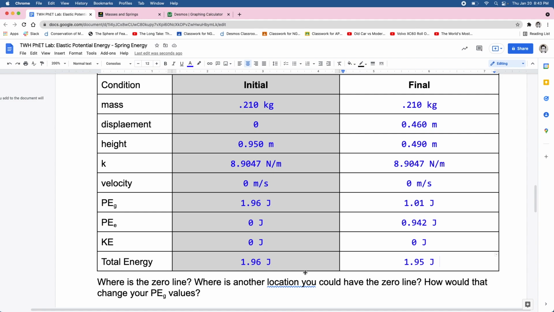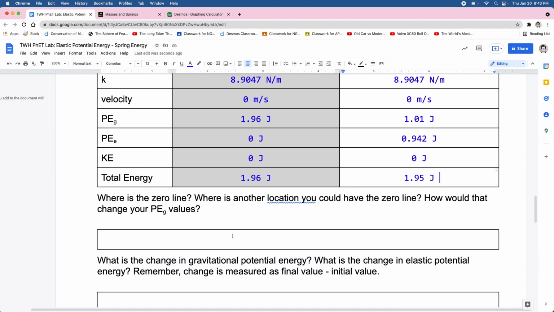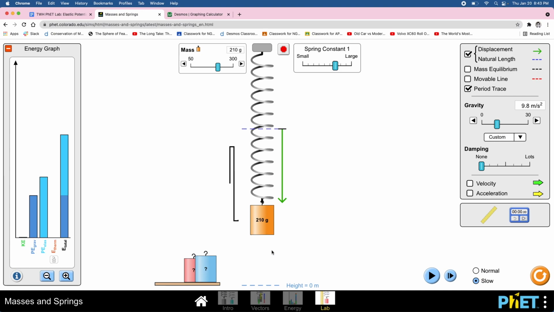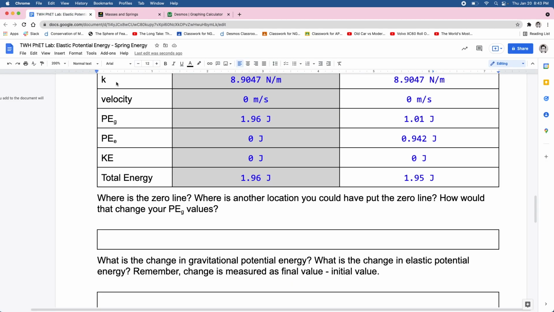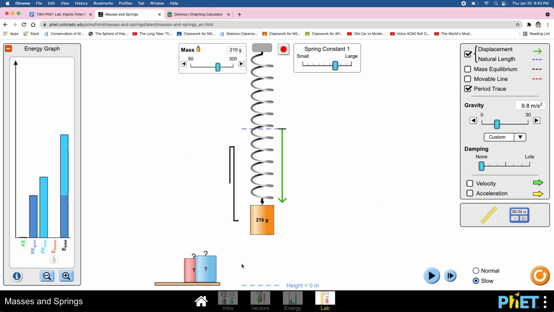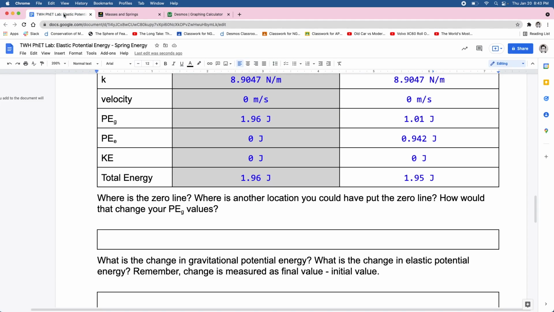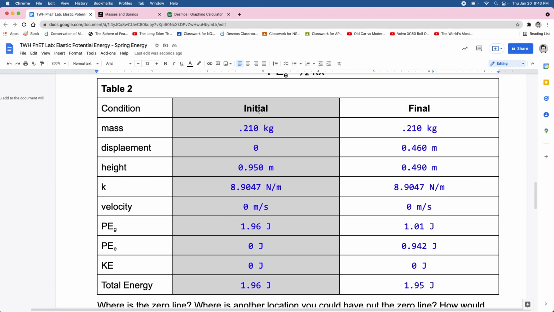All right, where is your zero line? What's another location you could have? You could have put the zero line somewhere else. How would that change your potential energy due to gravity values? Right, so go back to this and think about, okay, I measured the height from here. How could changing the height have altered my gravitational potential energy values? And in what way? If I increased the height of the zero height line, would that have increased my potential energy due to gravity initially? Or would it have decreased my potential energy due to gravity initially?